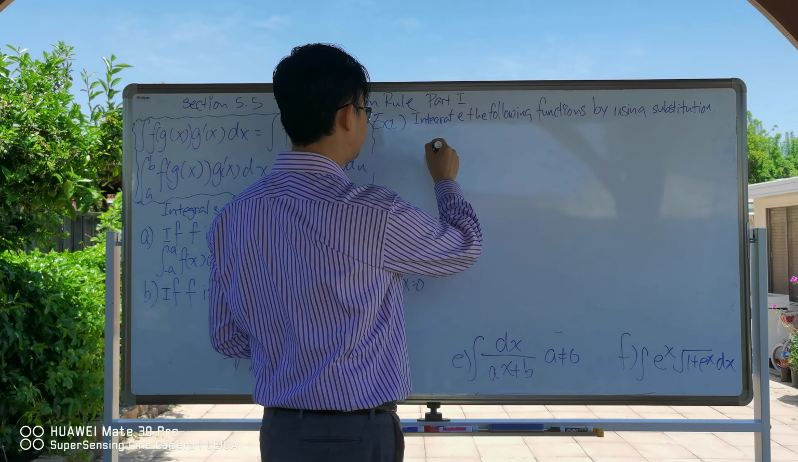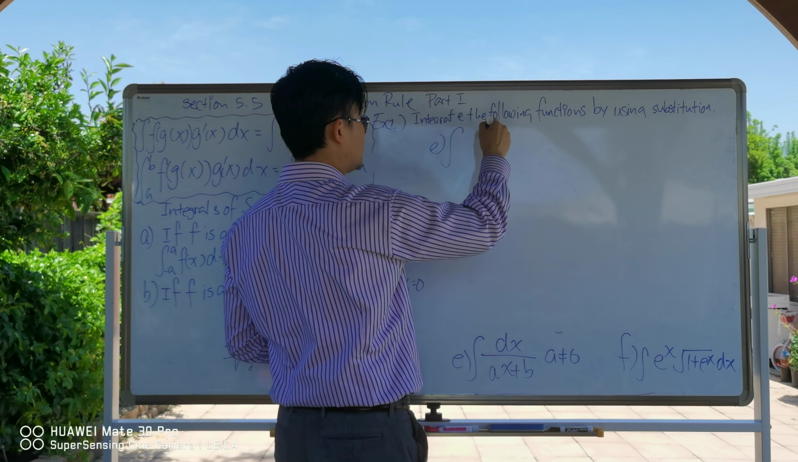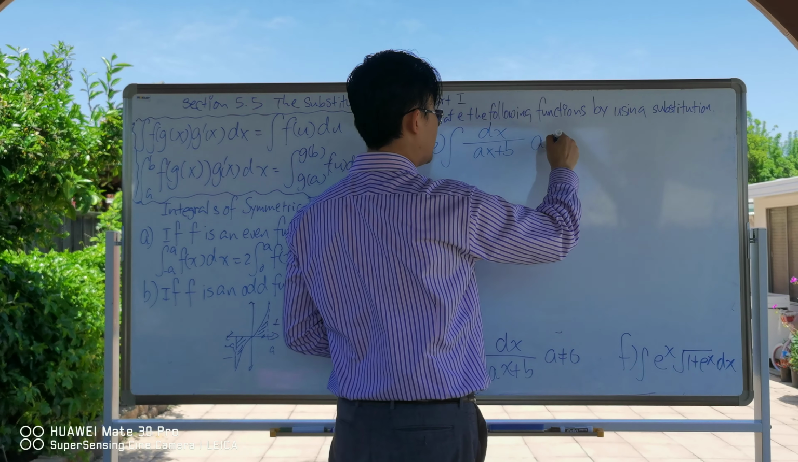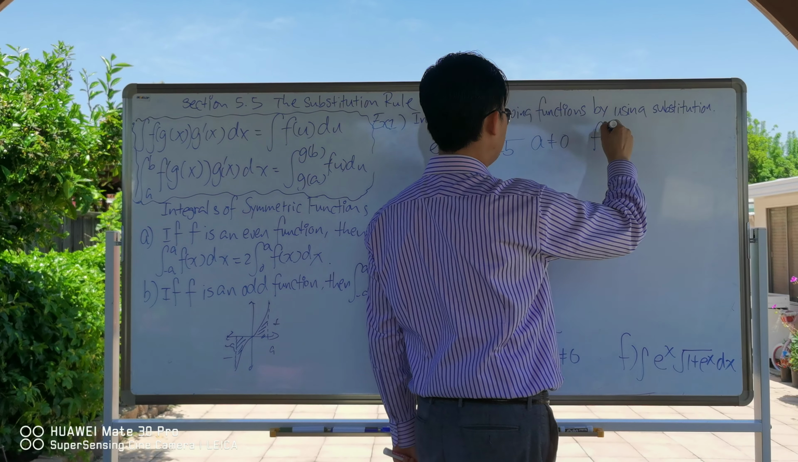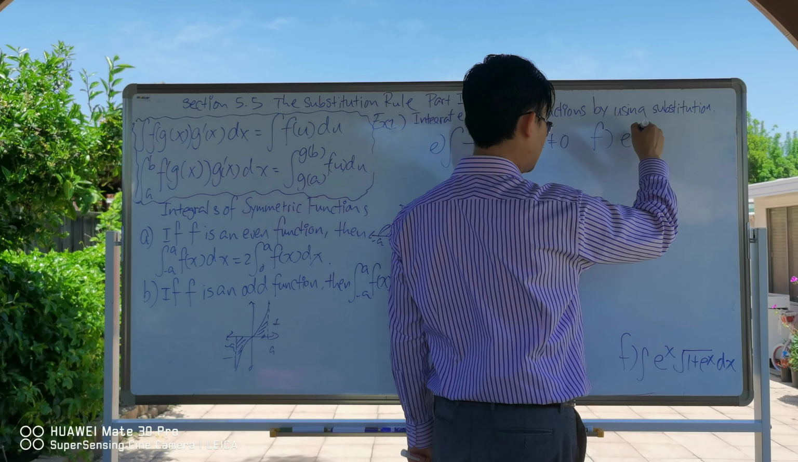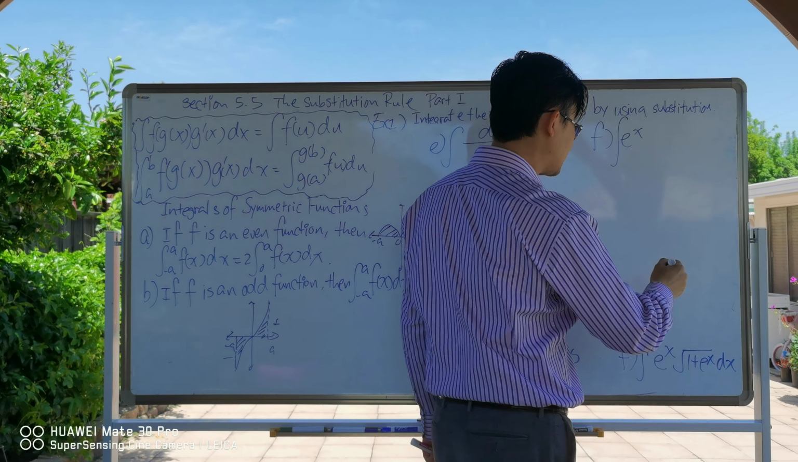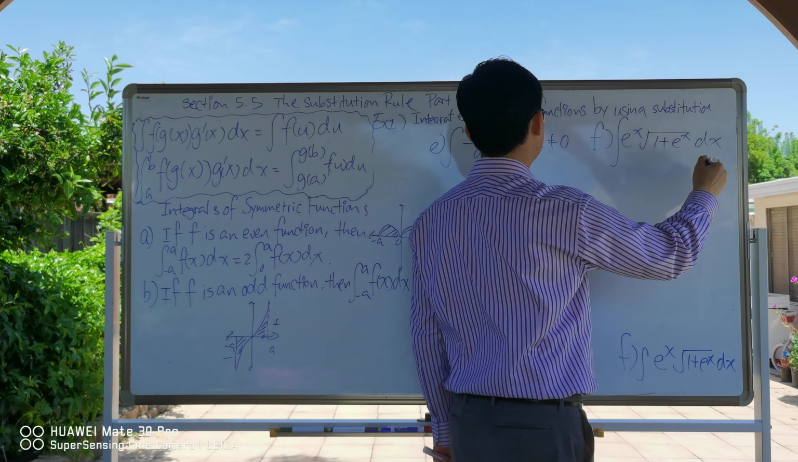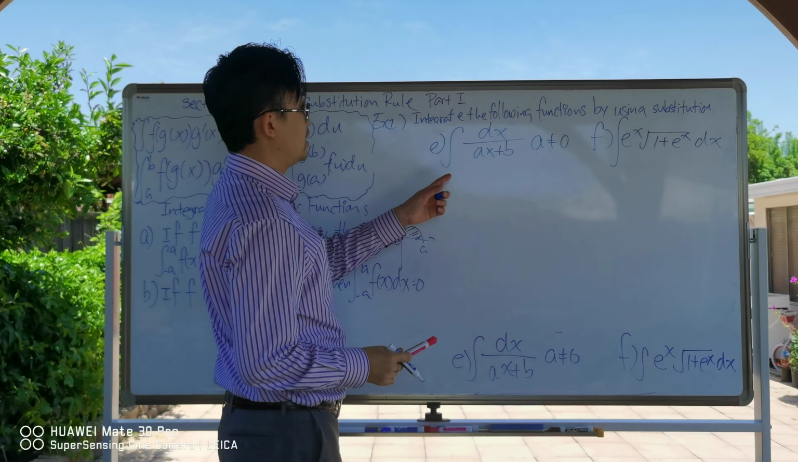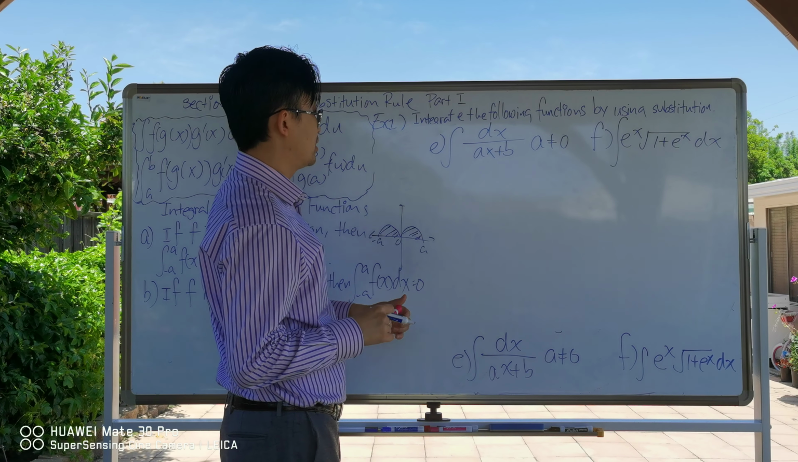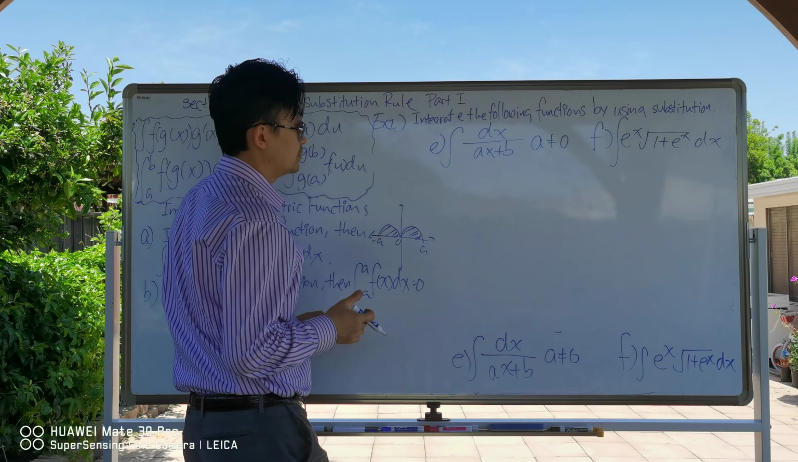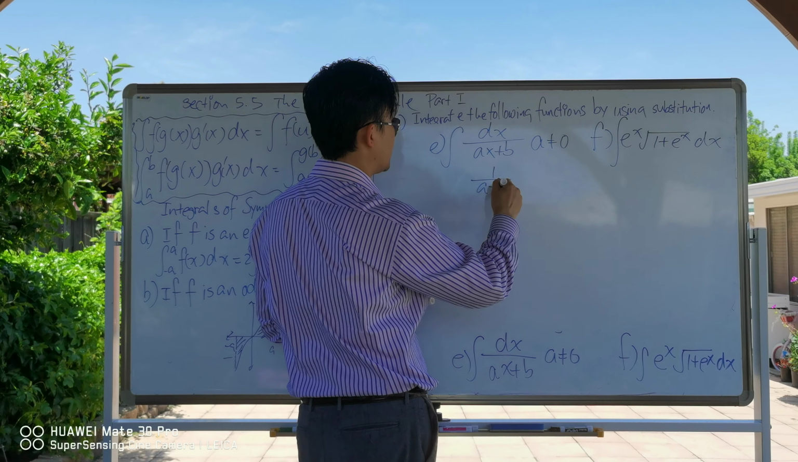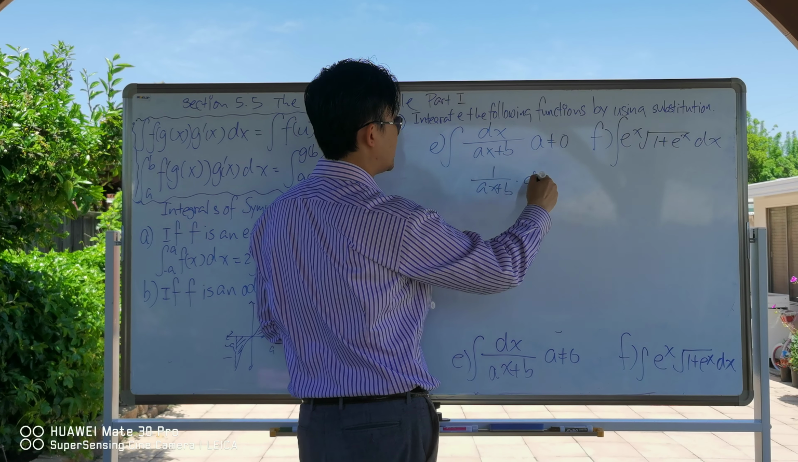So for e, the integral of dx over ax plus b, a cannot be 0. And then for part f, we do have the integral of e to the power of x times the square root of 1 plus e to the power of x dx. And for those who might be wondering what the inner function is for this integrand, the inner function would be considered 1 over ax plus b. Again, dx is just considered the indicator.